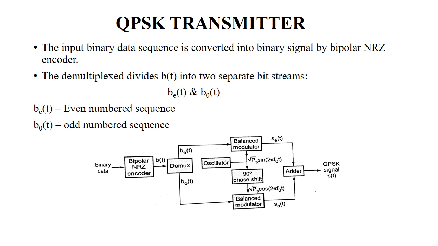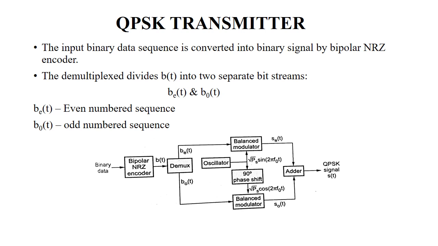Next it is passed to the demultiplexer, which divides it into odd and even numbered sequences. The demultiplexer will divide b(t) into 2 separate bit streams of odd numbered and even numbered bits. b_e(t) is the even numbered sequence and b_o(t) represents the odd numbered sequence. The symbol duration of both these odd and even numbered sequences is 2Tb. Observe that the first even bit occurs after the first odd bit.